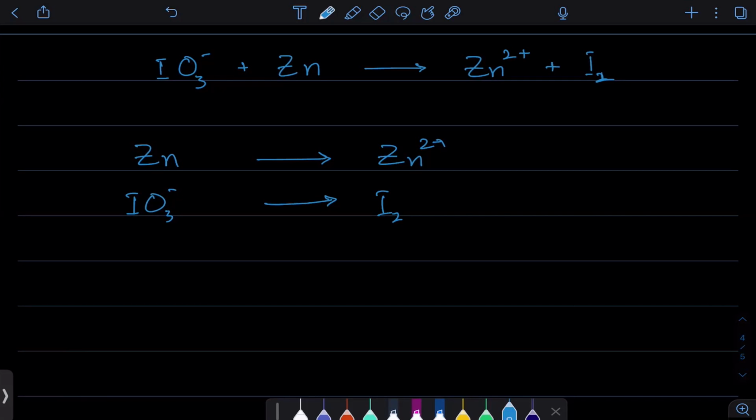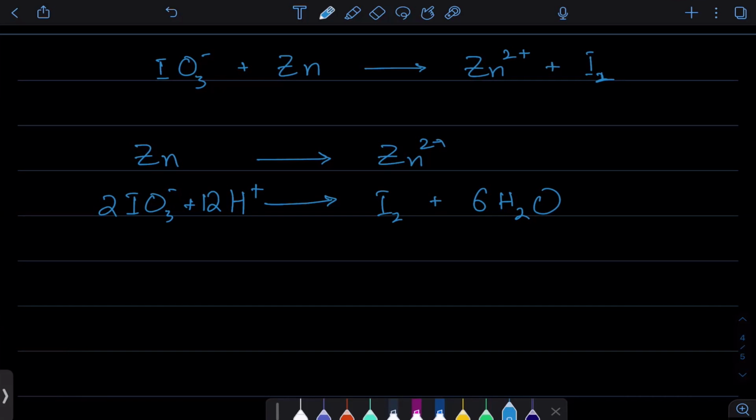Now, the question says this equation is happening in a solution. So because I have water in the solution, water can provide H positive or OH negative. I have oxygen here that must make water. And I have 2 iodides, which means 2 iodates, 6 oxygen, so 6 water. So how many hydrogen do I need to make 6 water? 12. But it won't be 12 hydrogen, it will be 12 protons.